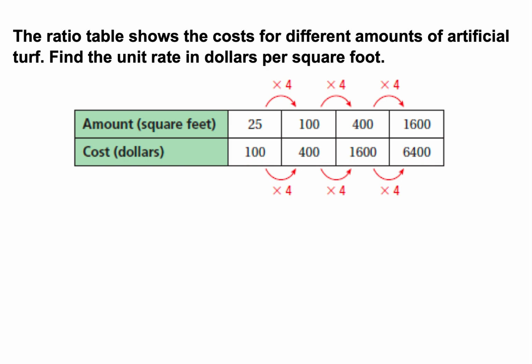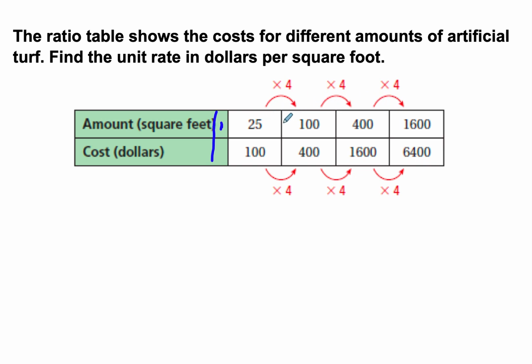All right, so for example 2, it looks at some information in a ratio table. Ratio tables show a multiplication or division pattern between their columns or rows. So here, this ratio table shows the cost for different amounts of artificial turf. And they want you to find the unit rate in dollars per square foot. So dollars per square foot, they're telling us that the square foot, whatever the second one is, is the one they want to be 1. So the way that they have it set up right now, they're multiplying by 4.